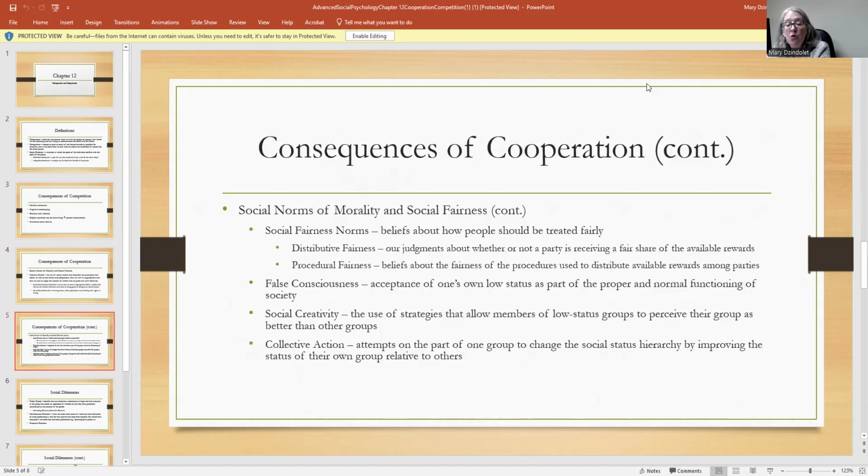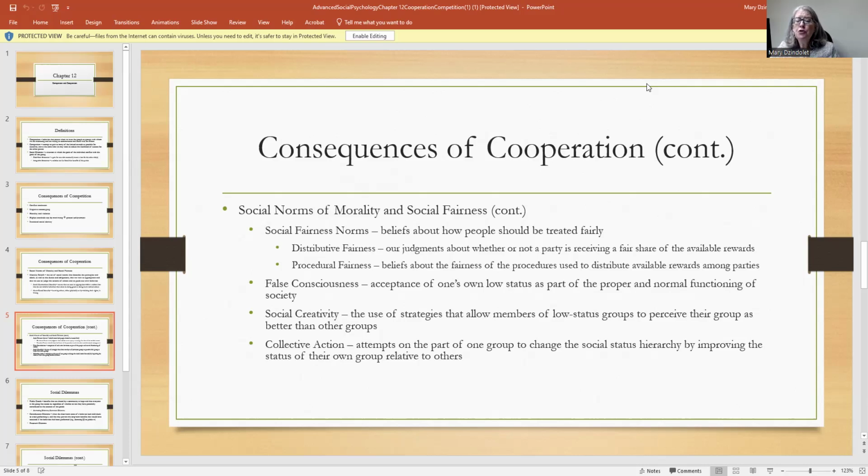These social norms of morality and social fairness, we have these norms of what we believe about what it looks like to treat people fairly. And remember, fairly does not necessarily mean equally. So it may be fair, in fact, that I get more than you because I think I'm more deserving than you. Or you think that you're more deserving than me. So in your mind, it's fair if you get more than I get. So fairness and equality are not the same thing.